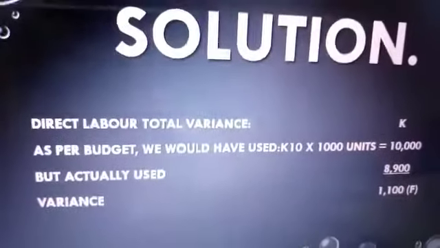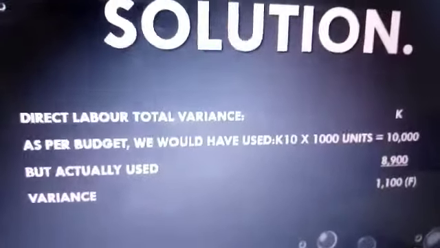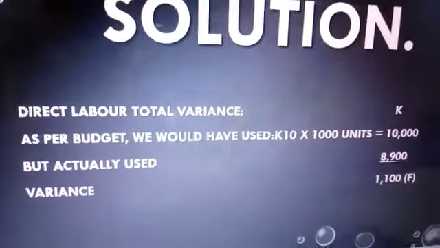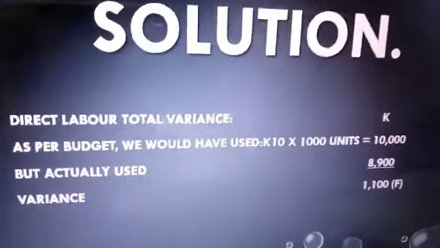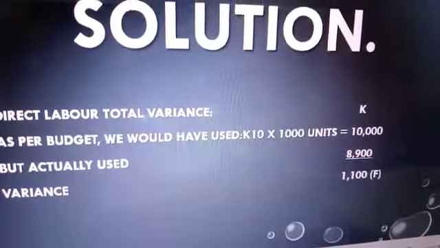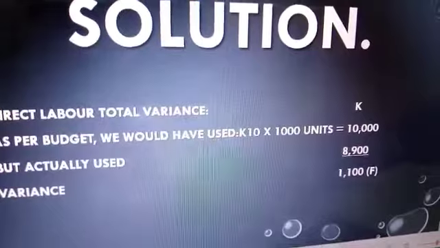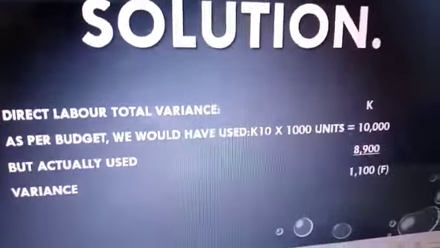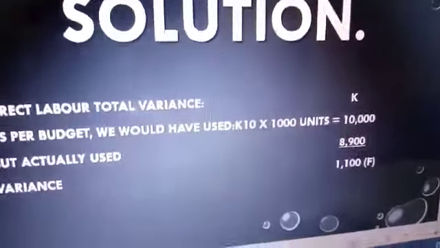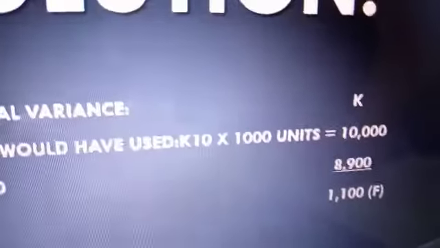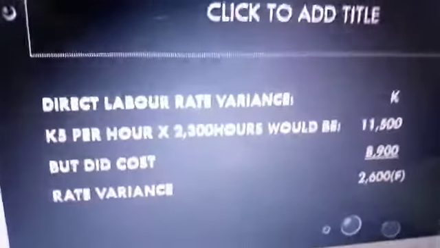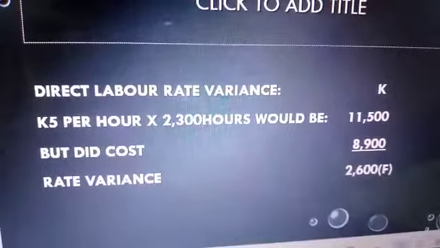Now, look at the direct labor total variance. Again, you highlight the word total, because the total is when you multiply, the bigger number that you have there. So as per budget, we would have used 10 total expense on labor, but then you produce 1,000 units, you would have used 10,000, but you actually spent 8,900, and the difference is 1,100. That is favorable.